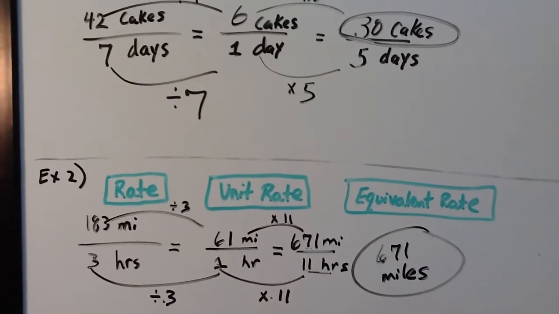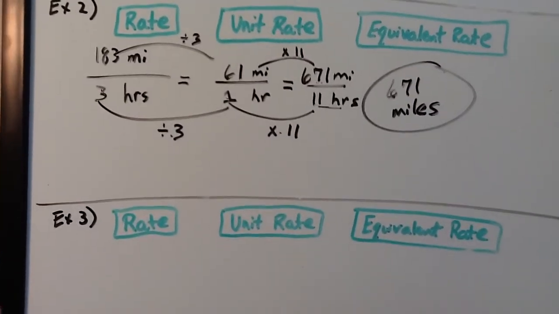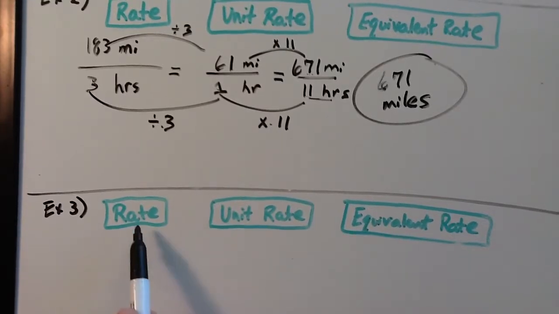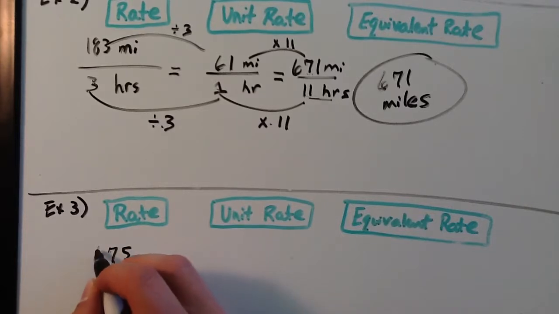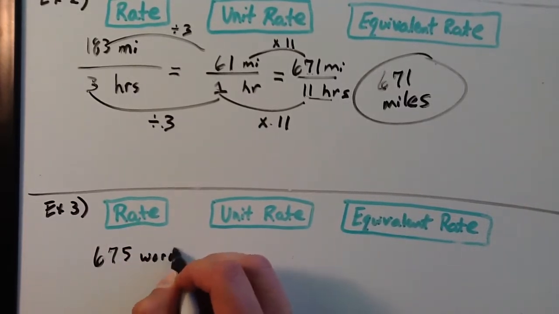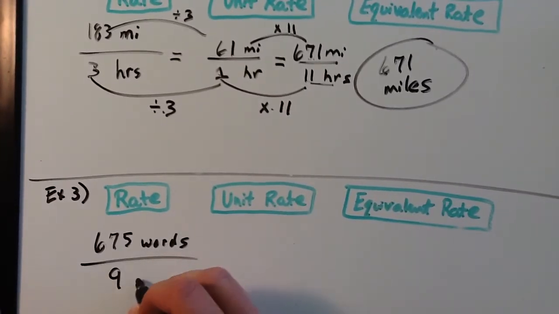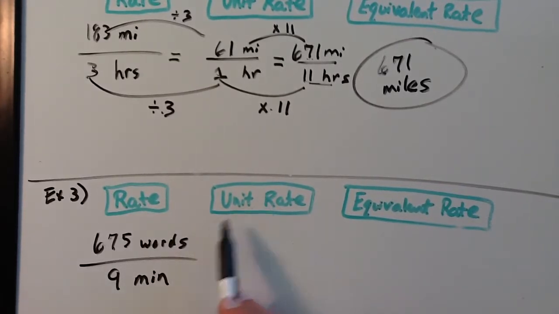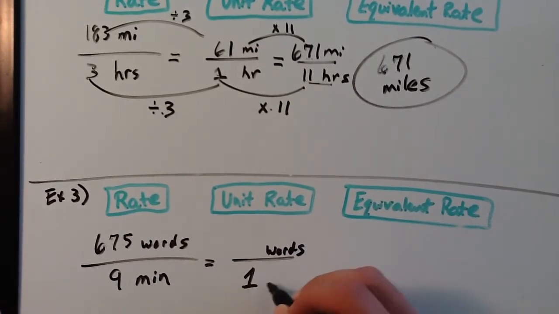Last example, number 3. Number 3 says Charles can type 675 words in 9 minutes. At this rate, how many words can Charles type in 13 minutes? So first, let's write the rate given to us in the problem. It tells us that Charles types 675 words. Always be sure to label 675 words per 9 minutes. That is the rate given to us in the problem. So now let's find the unit rate. If he does 675 words in 9 minutes, how many words does he type in 1 minute?